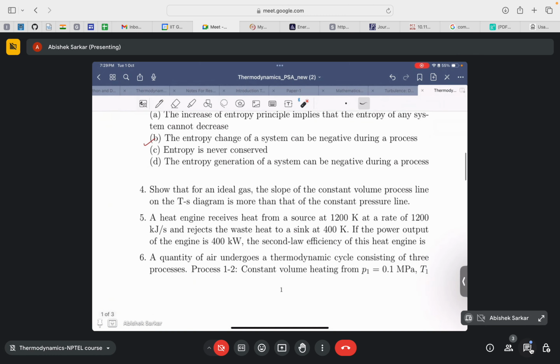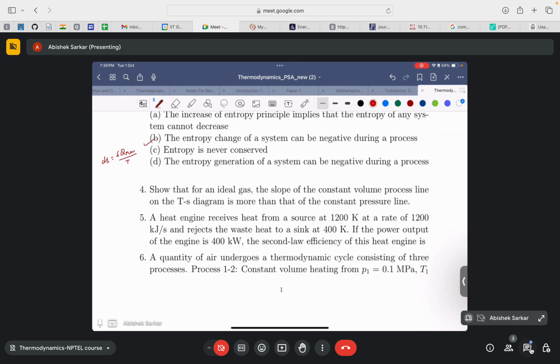And secondly, entropy is never conserved. In a general sense this is correct, because it's very hard to achieve reversible heat transfer. So entropy conservation is very difficult. But if we consider a reversible heat transfer, we can clearly write the entropy change as being equal to the reversible heat transfer over the temperature at which the heat was transferred. So in this case, we can say that the entropy is conserved.